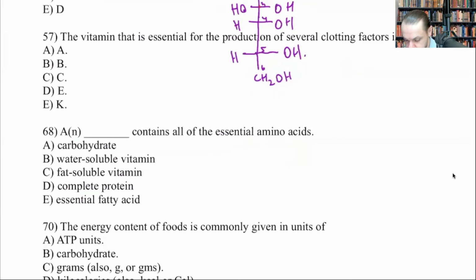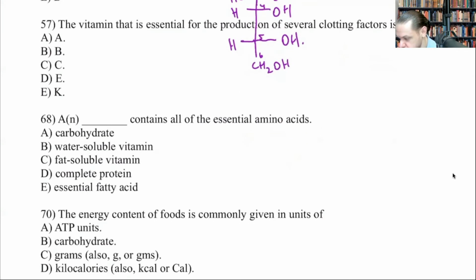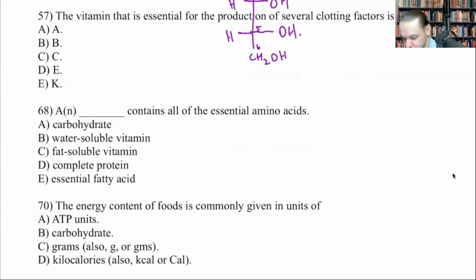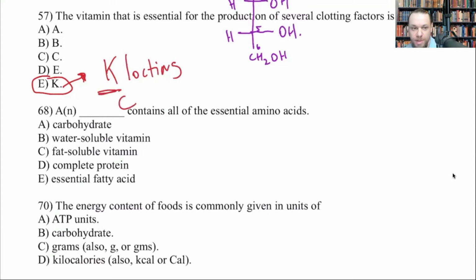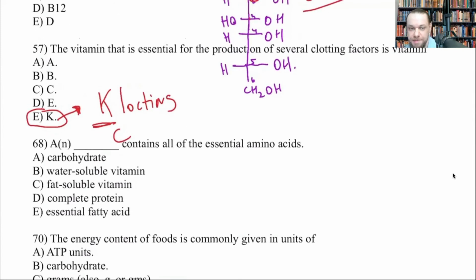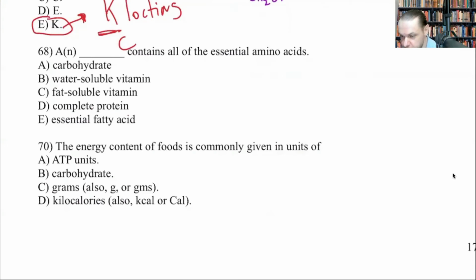57 will go to Brian. The vitamin that is essential for the production of several clotting factors is vitamin E, K. Not vitamin E, but the letter E. Which choice? Letter E, you said, right? Yeah. So vitamin K is the one, remember, even though it doesn't spell right, K for clotting. Even though it's spelled with a C, if you remember that, K for clotting, right? That's correct. Number 68, we go to Jackson.